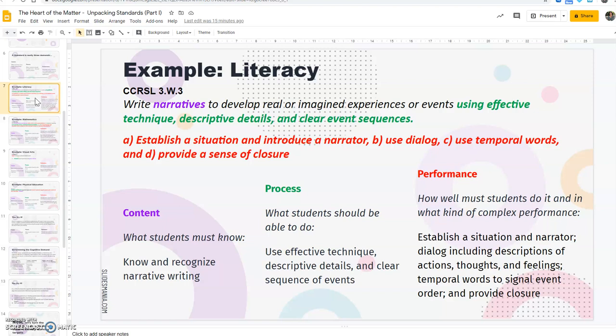The content is to know and recognize narrative writing. The process is to use effective technique, descriptive details, and a clear sequence of events. The performance level is to establish a situation and narrator, include dialogue with descriptions of actions, thoughts, and feelings, use temporal words to signal order, and provide closure. There's a lot packed into that standard.